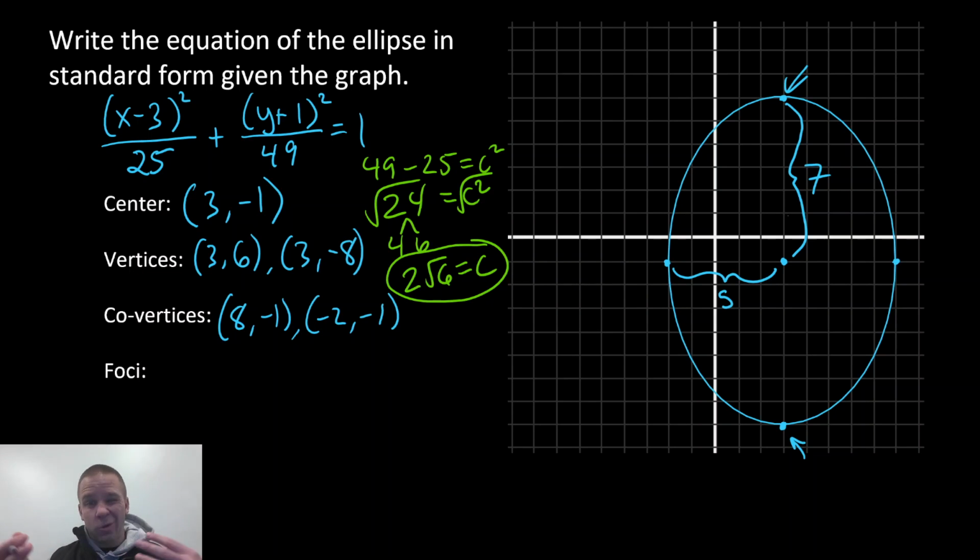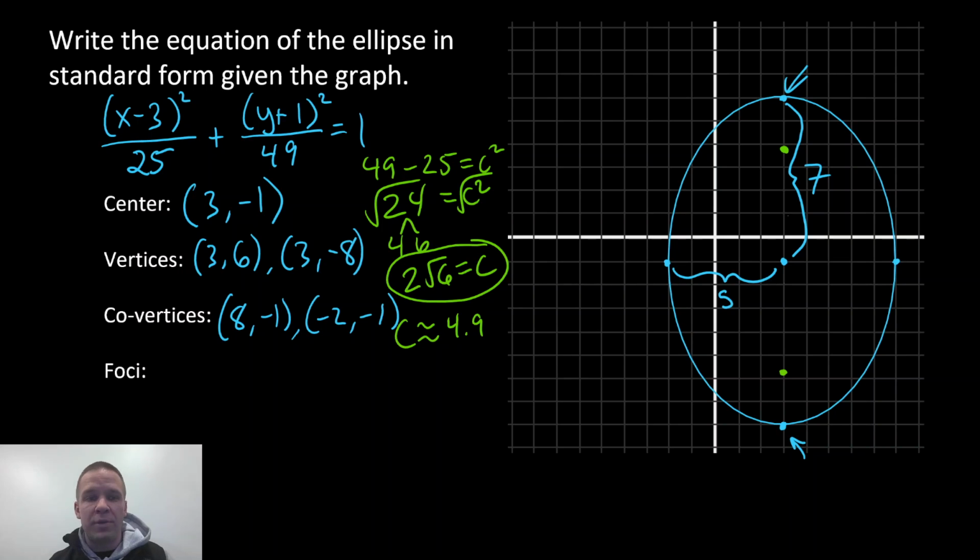So first off, let's get a quick decimal approximation of 2 root 6, or square root of 24. It's about 4.898, so about 4.9 for c. So I'm going to go up almost 5. So 1, 2, 3, 4, almost 5. There's one of my foci. And then down 1, 2, 3, 4, 5, almost at 5. There we go. So that's where my two foci are.